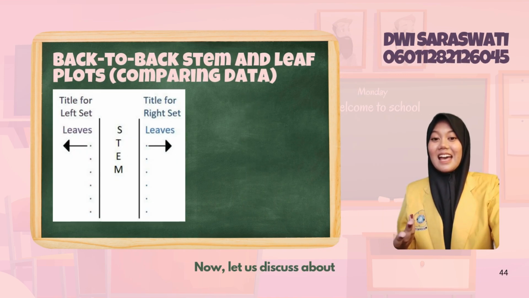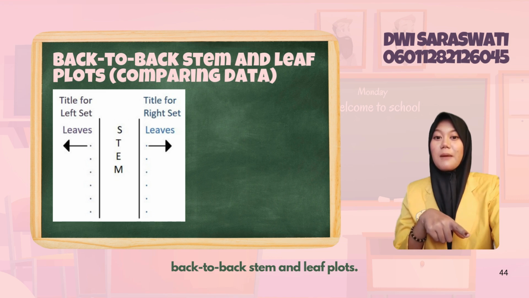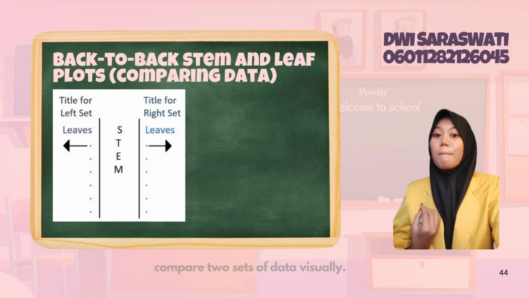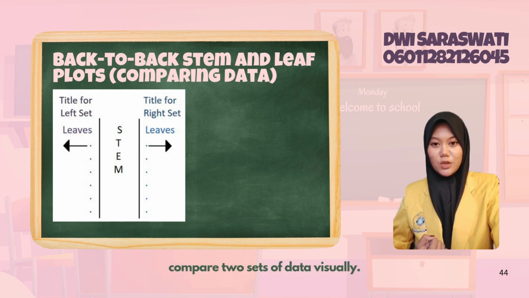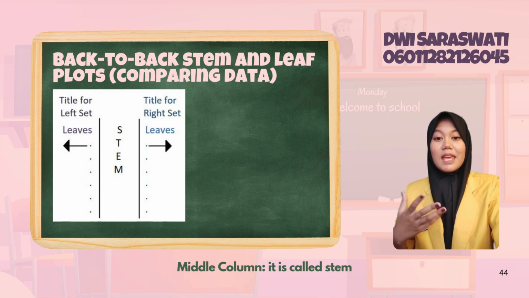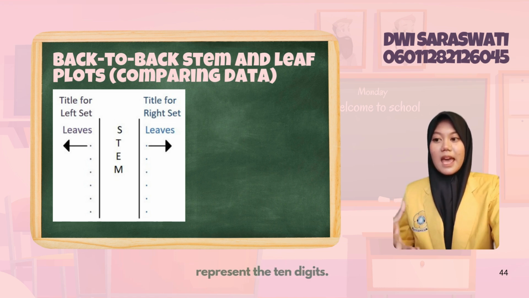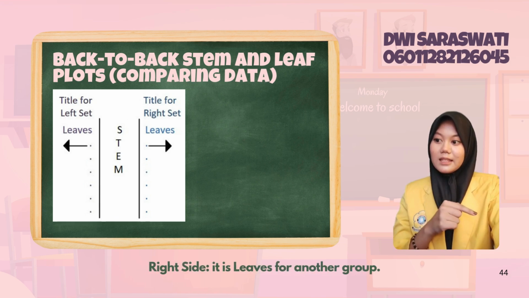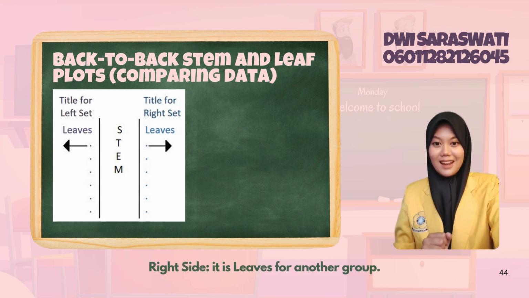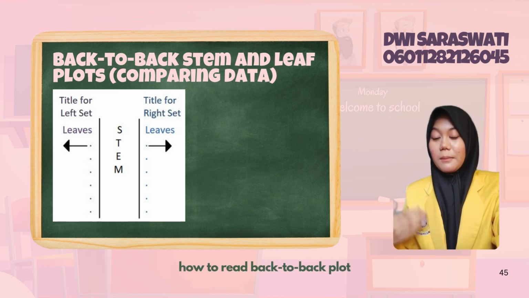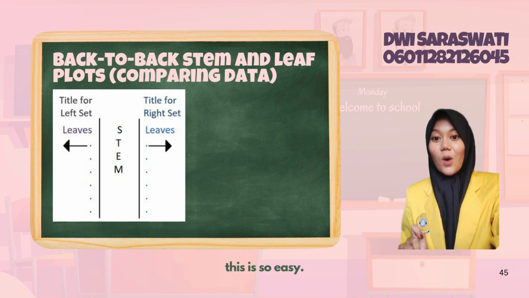Now let us discuss back-to-back stem and leaf plots. This method allows us to compare two sets of data visually. For the structure, as you can see, the middle column is called the stems and represents the tens digits. The left side has the leaves for one group of data. The right side has the leaves for another group. So if you are wondering how to read a back-to-back plot, it is very easy.